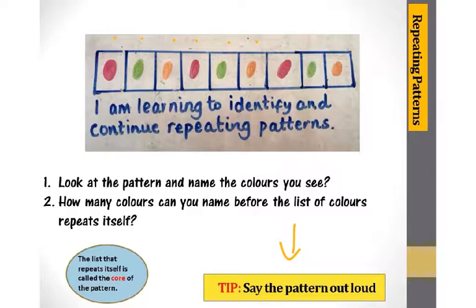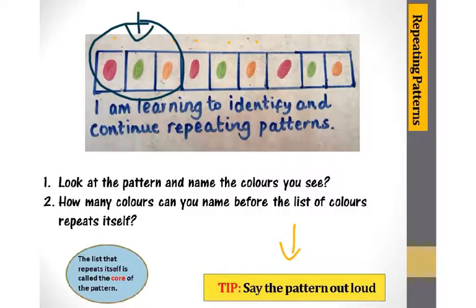You will remember on one of the first slides we looked at maths language and the word core was on it. Okay? The core is the list that repeats itself. So what 3 colours here are repeating themselves? Pink, green and orange. So that is the core.